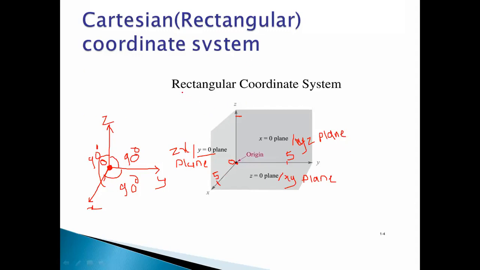So in the Cartesian coordinate system, we are using the coordinates X, Y, and Z, and these are represented like this, and the angle between any two axes is equal to 90 degrees. When we are considering any two axes or any plane, for example the XY plane, the third coordinate, Z, is equal to 0 there.